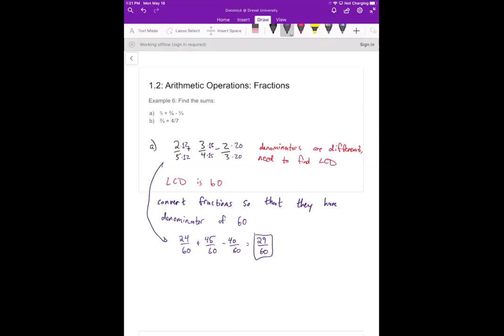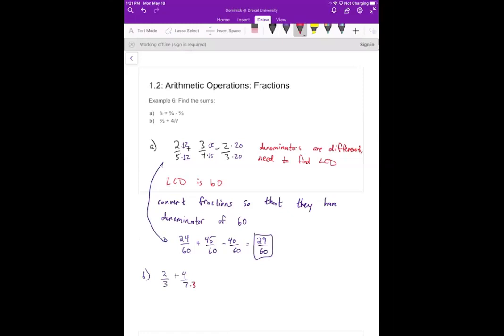Okay, so same thing here. Part B, 2 over 3 plus 4 over 7. All right, so we need these to have the same denominator. So 7 won't work for 3, 14 won't work for 3, but 21 will.